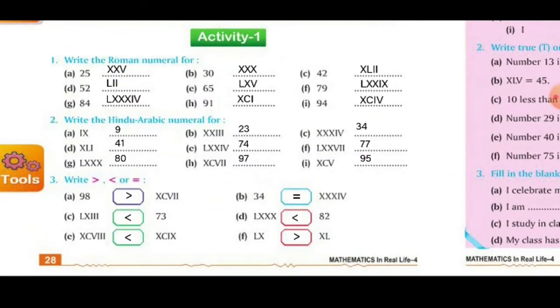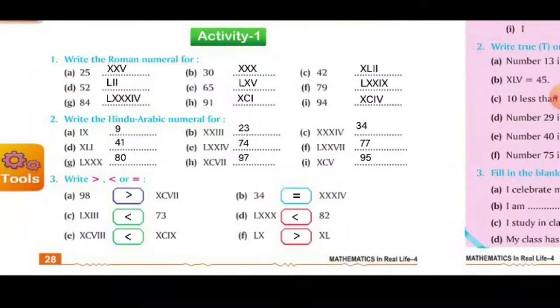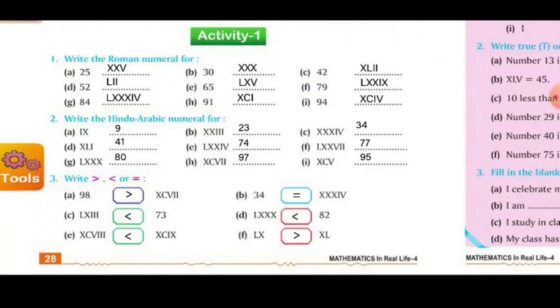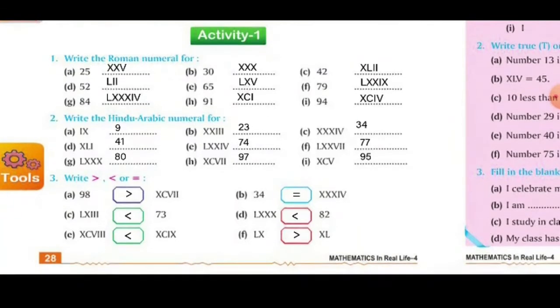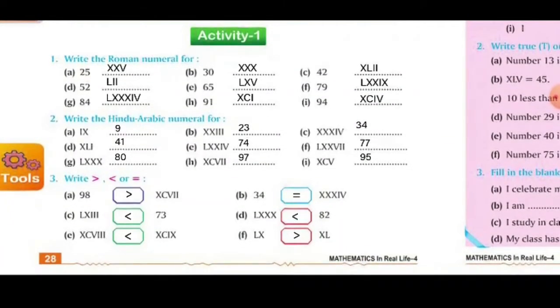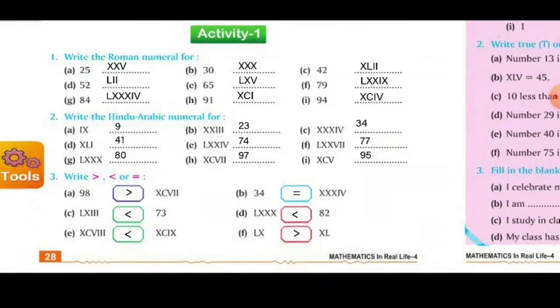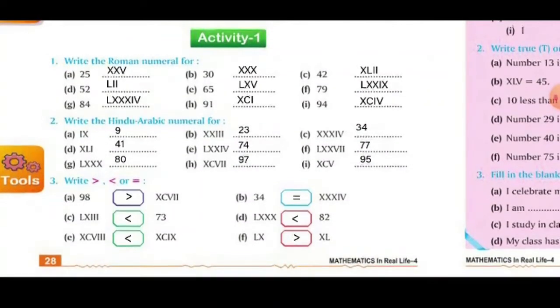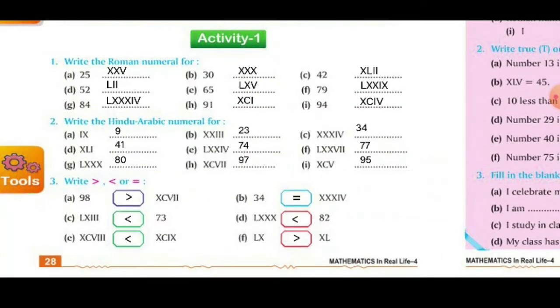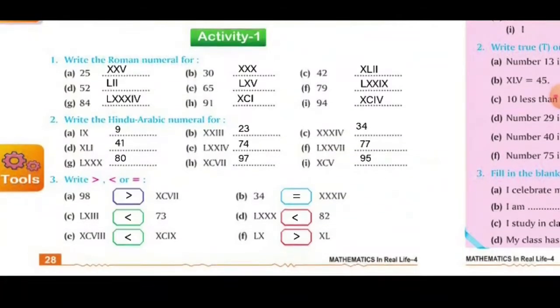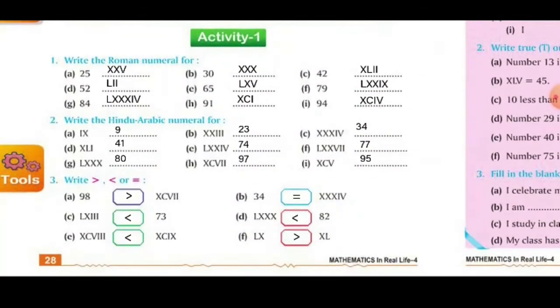As we don't have an exact symbol for 9, we are going to subtract 1 from 10. B, XXIII, that means 23. 10 plus 10, 20 and then 3, 23. C, XXXIV. 3 times X is 30 and then 4, 34. D. XLI. XL is 40, I is 1, so it will be 41.